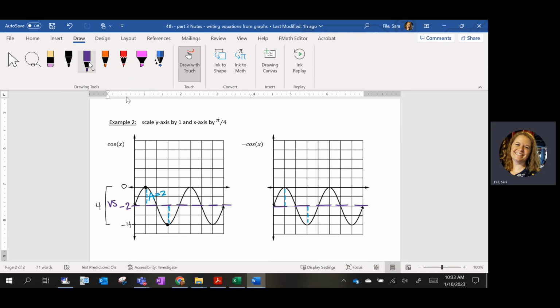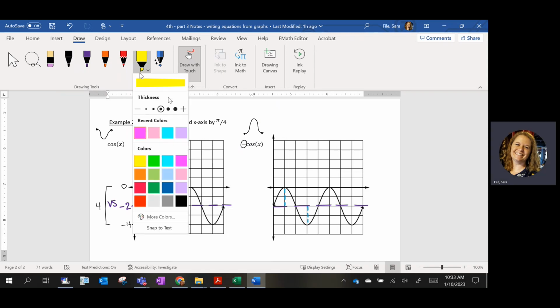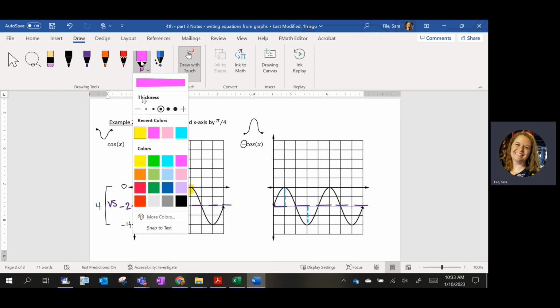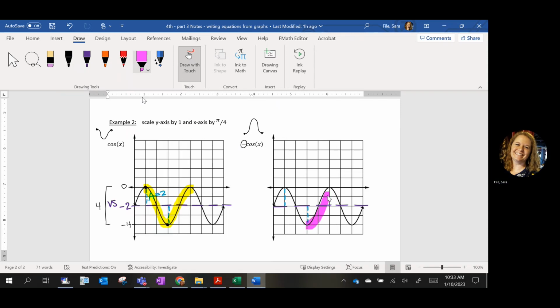Okay. For the first one, we are looking for a cosine cycle. So we need to know the shape of cosine is high point to high point. On the second one, we're looking for negative cosine. So it's going to be low point to low point. So I'm just going to highlight the cycle. So cosine, high point to high point. Negative cosine, low point to low point.